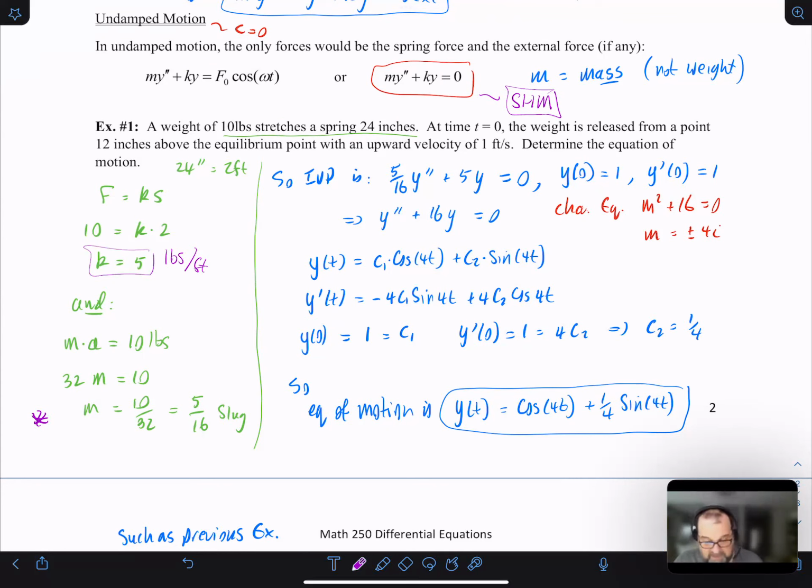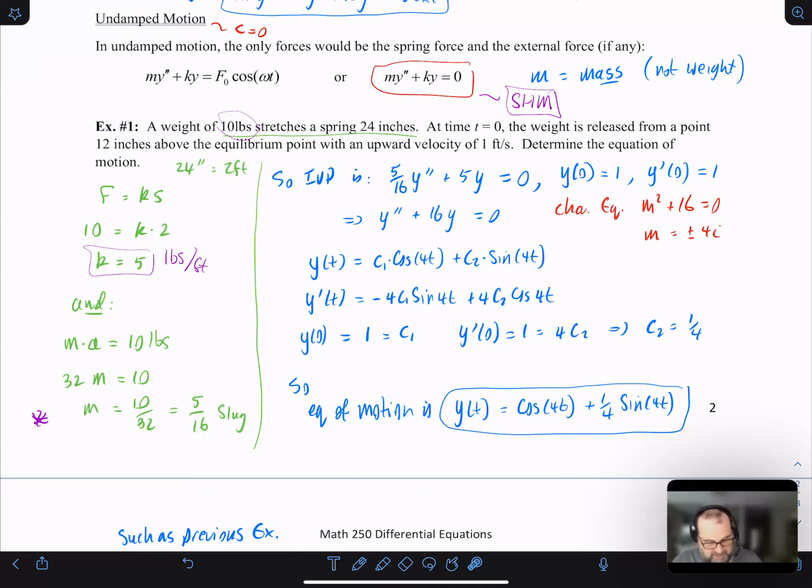Then, because I'm given force and not mass, I do need to come up with my mass here. So we know that force is mass times acceleration. So mass times acceleration is 10 pounds for our imperial units. Acceleration due to gravity is 32 feet per second squared.